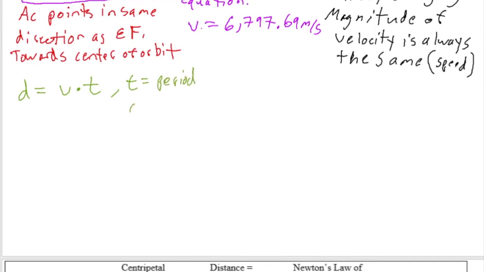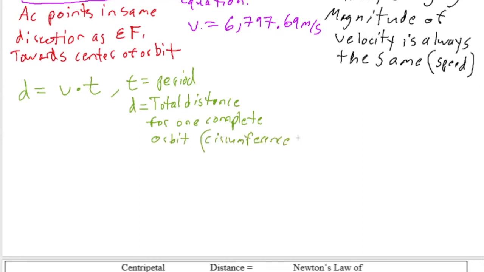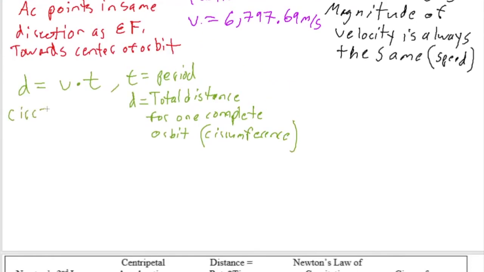Well, what does d stand for? d is the distance around that orbit. So d is the total distance of one complete orbit, and in other words, we just mean the circumference. And we know that the circumference, in case we forgot, is right here, equal to 2 pi r. So we can substitute d for circumference. We get 2 pi r equals v times t. And again, we're solving for t, so let's get that by itself while we're at it. T is equal to 2 pi r over v.